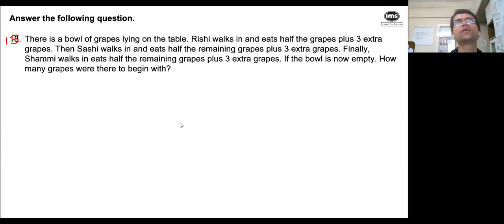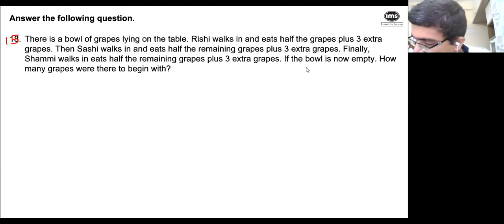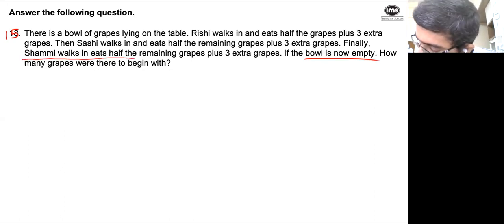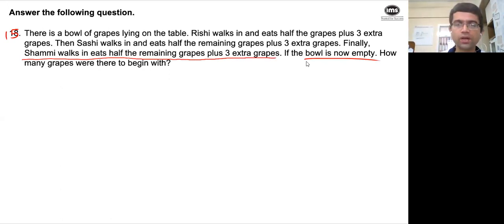Now, you may have this tendency of going from beginning to the end. This question should be done from the end to the beginning. Okay, let's see how. Pay attention. The bowl is now empty, right? What did Shammi do? Shammi walks in, eats half the remaining grapes plus 3 extra grapes.